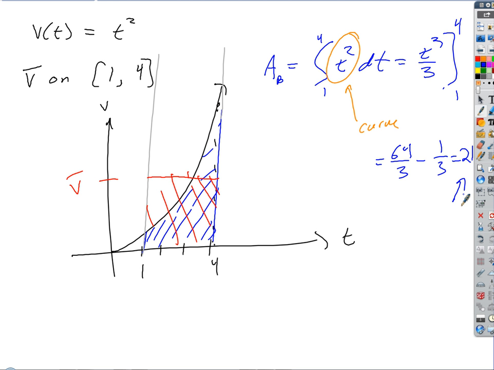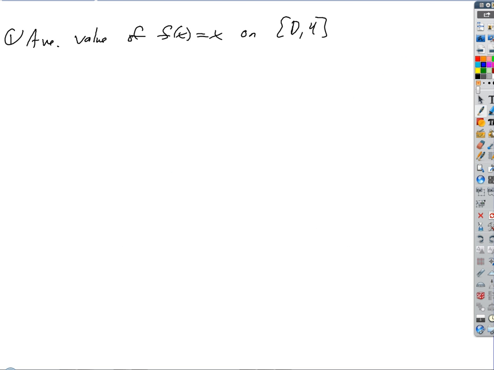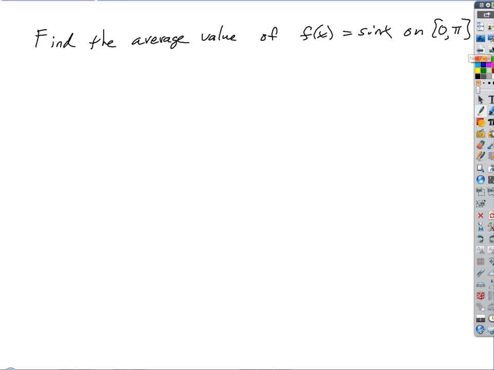So that's the average velocity, right? So then let's go back here. What's the average value of f of x equals sine x on 0 to pi? It's the definite integral of f of x, right?